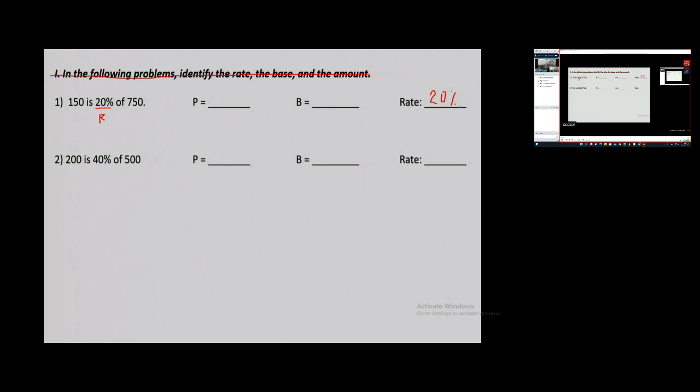It should always be in percent form. Now, after the word of, the number next to it is what you call the base number. And so your base is 750. And of course, the remaining number is what you call the percentage. So this will be 150.